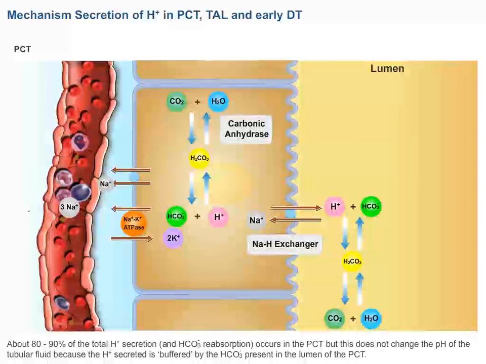About 80 to 90% of the total H+ secretion and bicarbonate reabsorption occurs in the proximal convoluted tubule, but this does not change the pH of the tubular fluid because the H+ secreted is buffered by the bicarbonate present in the lumen of the proximal convoluted tubule.